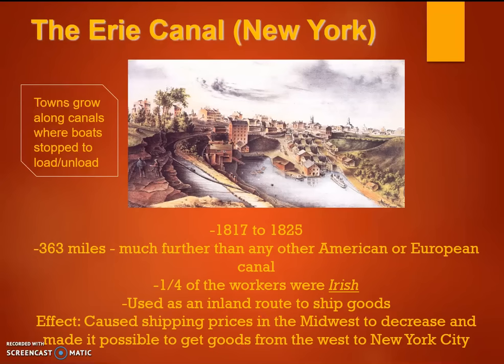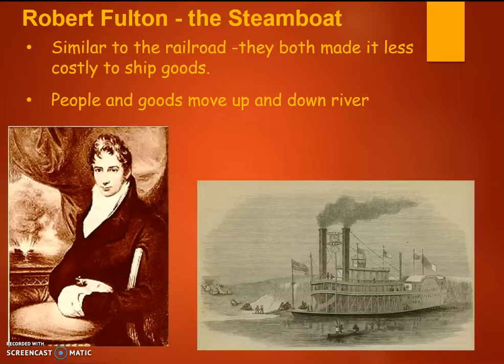A quarter of the workers are going to be Irish immigrants, and the canal will be used as an inland route to ship goods. The effect of the canal is that it's going to cause shipping prices in the Midwest to decrease, and it makes it possible to get goods from the West to New York City. As these transportation systems develop, your price of goods are going to decrease because you have shipping prices that go down. With that, the prices of the items are going to go down as well.